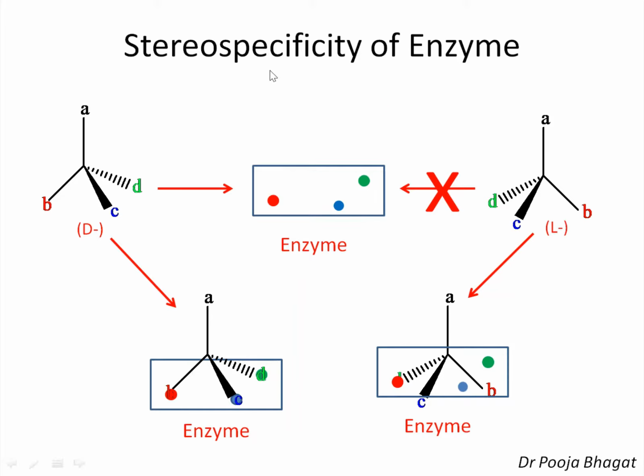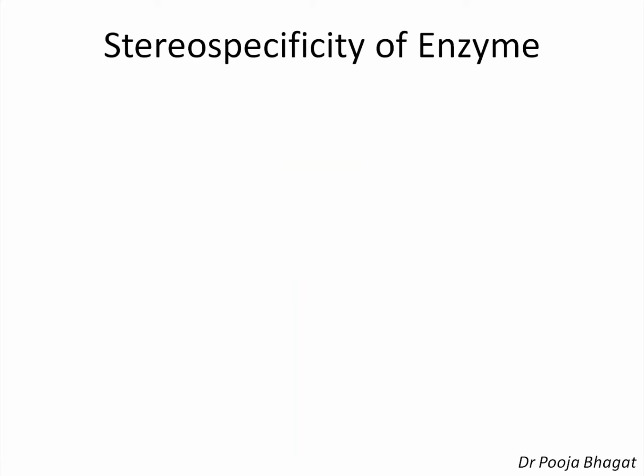So therefore, it shows why enzymes are stereospecific in nature. Only one stereoisomer can form a complex with the enzyme, the other cannot. That means this enzyme will catalyze only this stereoisomer and not this stereoisomer. Okay, this is one example. Let's discuss another example.